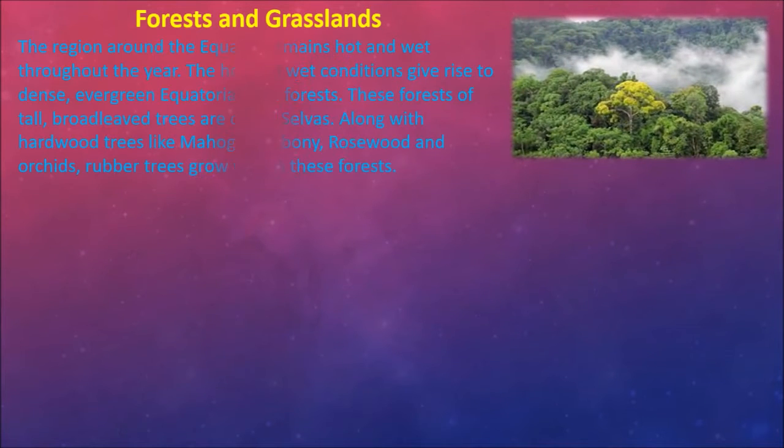The next topic that we are going to learn is forests and grasslands. The region around the equator remains hot and wet throughout the year. The hot and wet conditions give rise to dense evergreen equatorial rainforests. These forests of tall, broad-leaved trees are called selvas, along with hardwood trees like mahogany, ebony, rosewood, and orchids. Rubber trees grow wild in these forests.